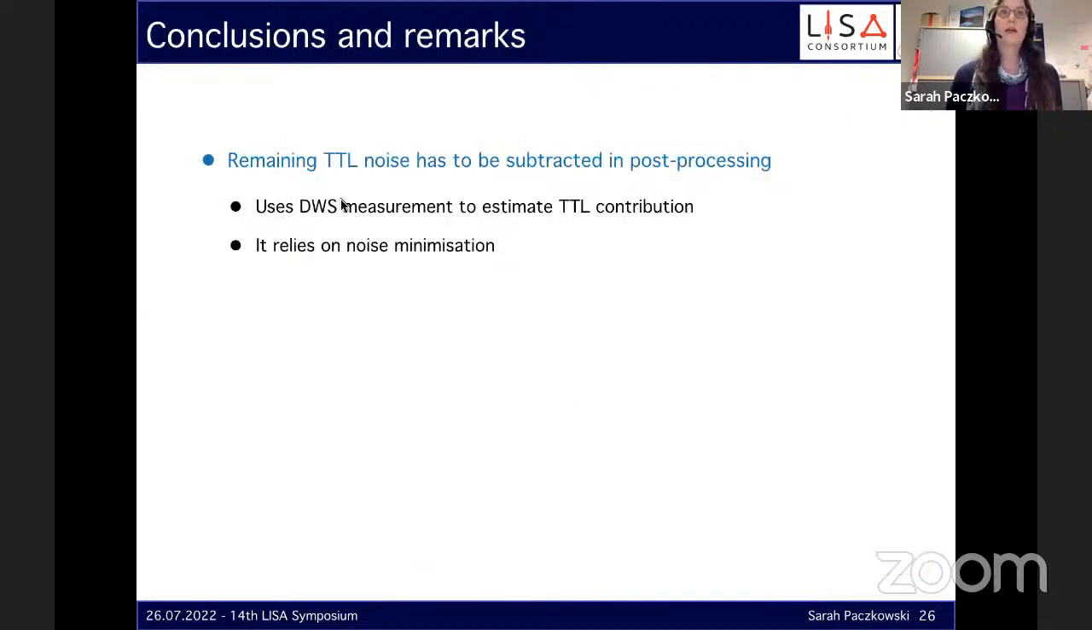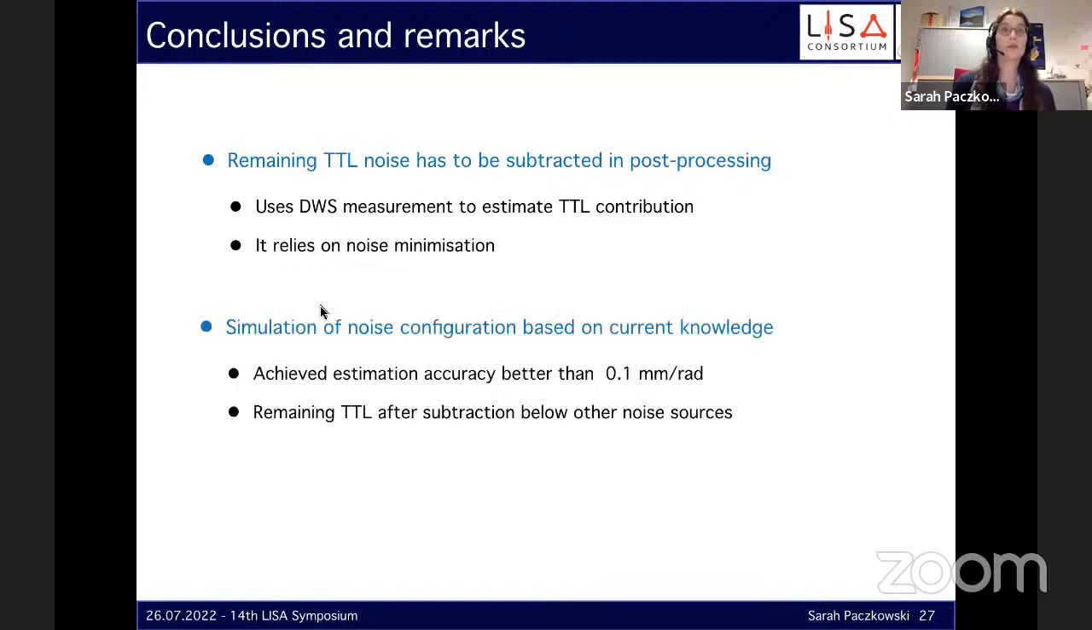And with that, I would like to conclude and say that the remaining tilt to length noise has to be subtracted in post-processing. We have to use the DWS measurements to estimate the tilt to length contribution. And this method that we presented relies on noise minimization.